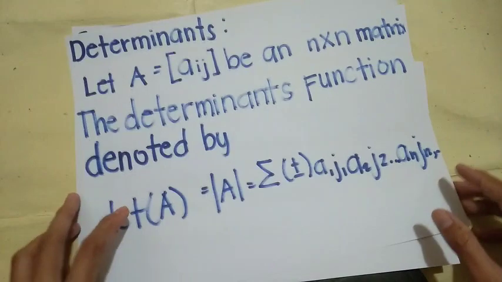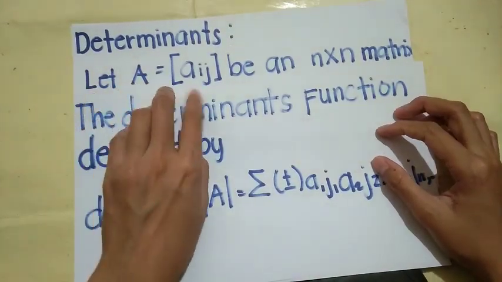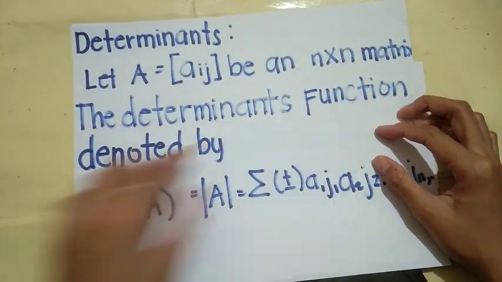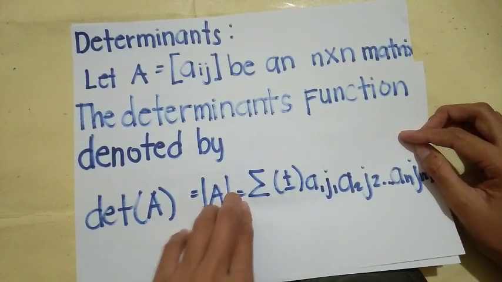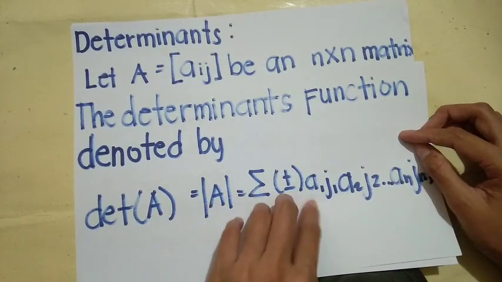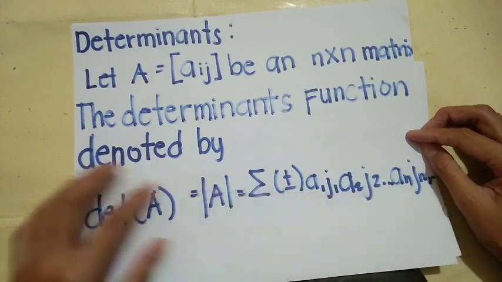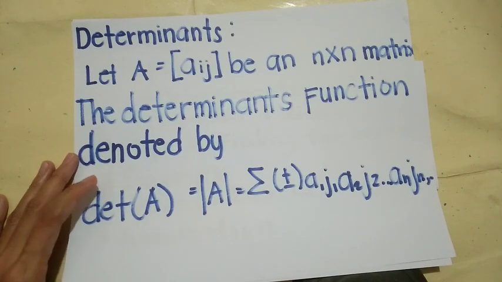So now let's have the definition for the determinants. Let A equal A sub i, j, be an n by n matrix. The determinant function, denoted by det A, is equal to the absolute value of A, equal to the summation of plus or minus A sub 1, j sub 1, A sub 2, j sub 2, until A sub n, j sub n. You're going to understand it later on when we give our examples.